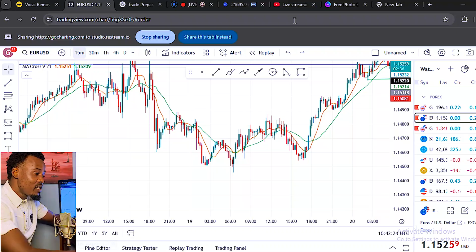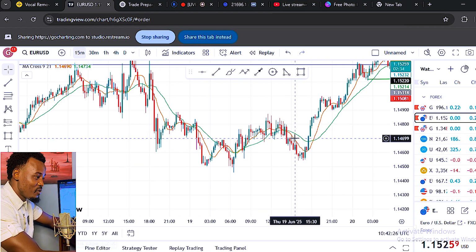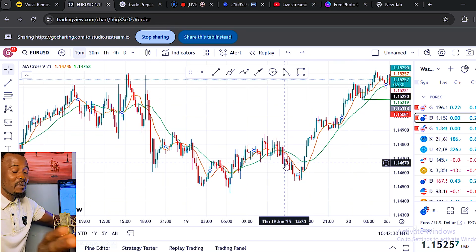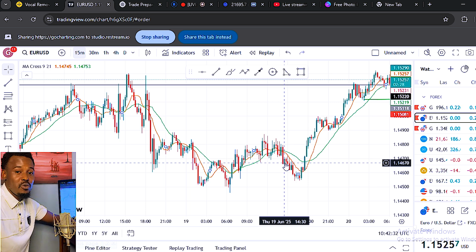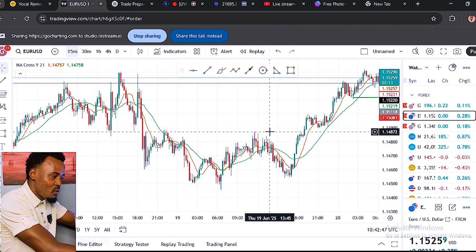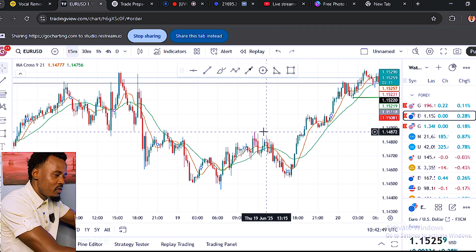As you can see over here, this is my chart. I use TradingView to always analyze my chart, and whenever I'm analyzing my chart, I analyze it on a higher time frame. It could be the 4-hour time frame or the daily time frame, so that I can see what the market is doing. This will help you to make good trading decisions.